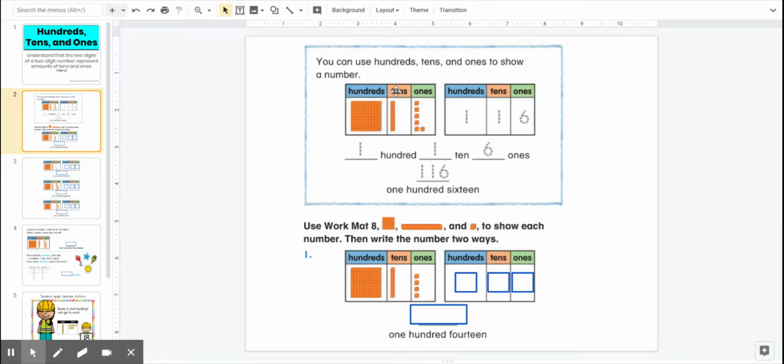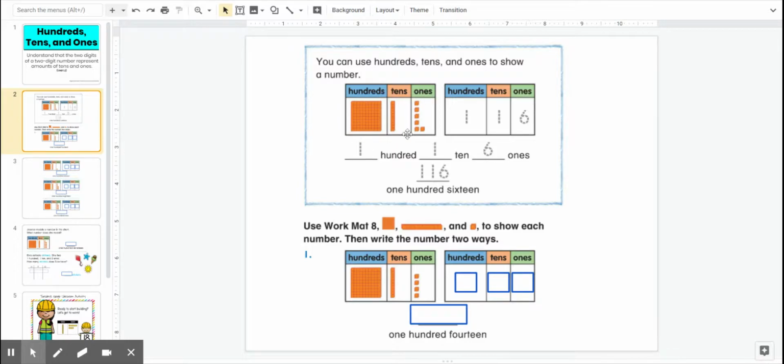Okay, right next door we have a 10 stick. Sometimes this is called a rod, but it has 10 little ones all stuck together, 10 little blocks, and I know when I see a stick, it's a group of 10. In my last column, I have ones. These are just little cubes, little blocks all by themselves, and they are one each.